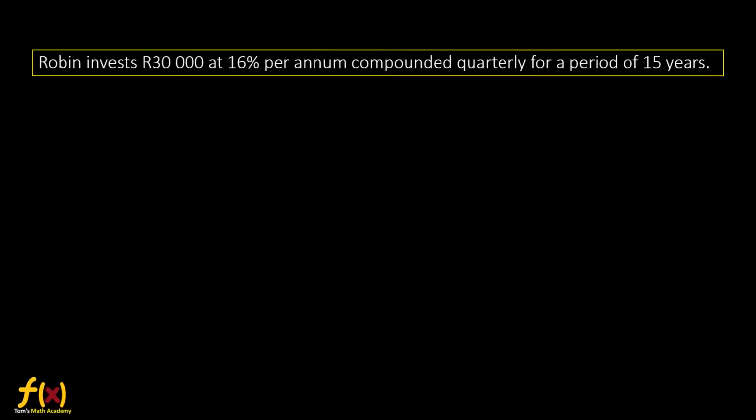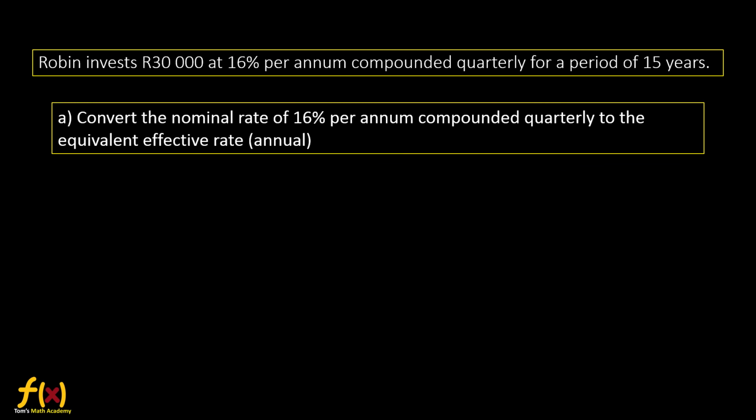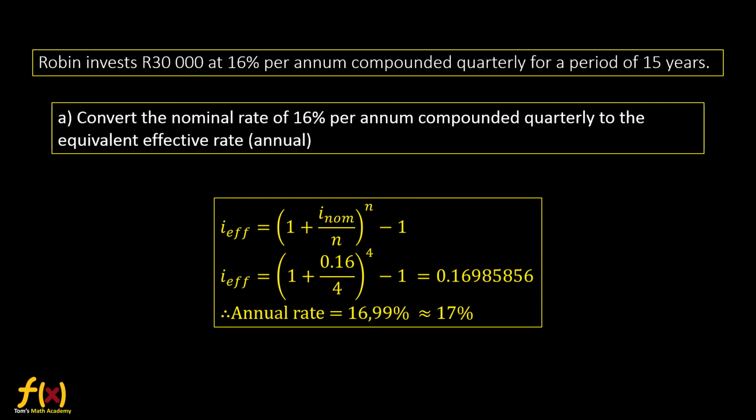Robin invests 30,000 at 16% per annum compounded quarterly. Convert the nominal rate to the effective rate. Use the formula, substitute the numbers, quarterly, n is 4. So we get 0.169. We multiply by 100 and we get 17% approximately. So 16% quarterly nominal, actual effective rate is now 17%.